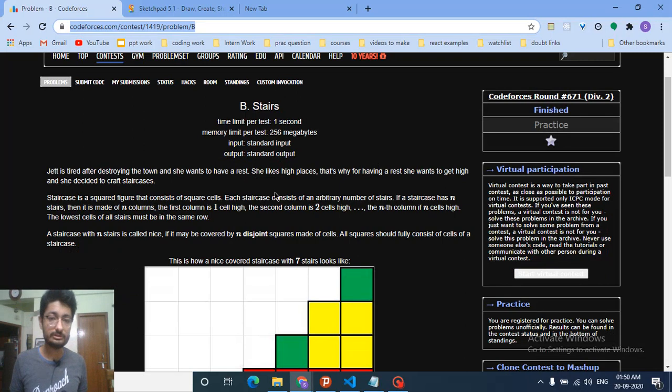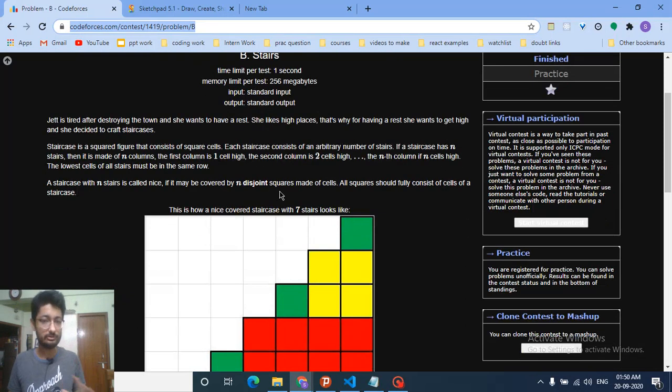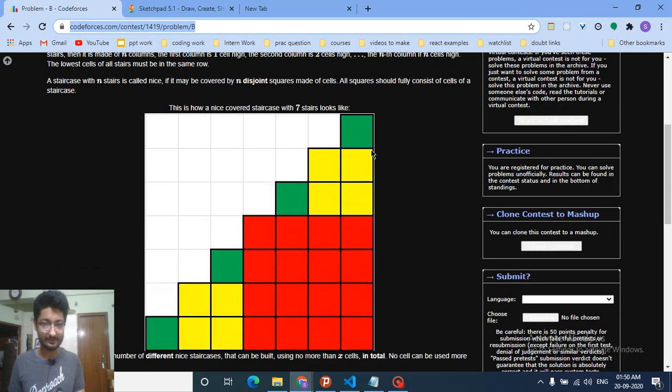Okay, so the question statement states that you first need to know what a staircase is. As you can see in this diagram, if there's a staircase having 7 stairs, then the first column has 1 block, the second column has 2 blocks, the third column has 3 blocks and so on. So the 7th column has 7 blocks, and this is a staircase of size 7.